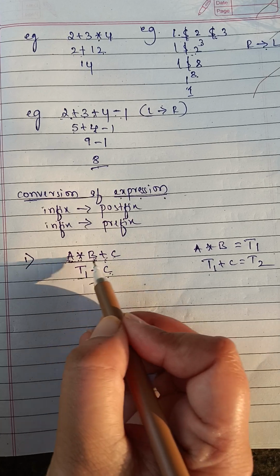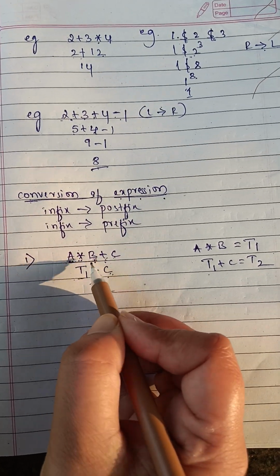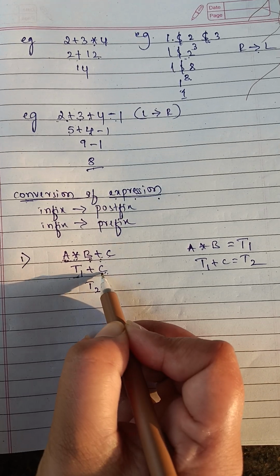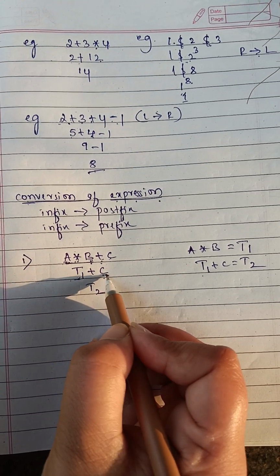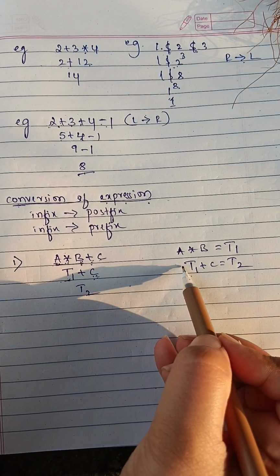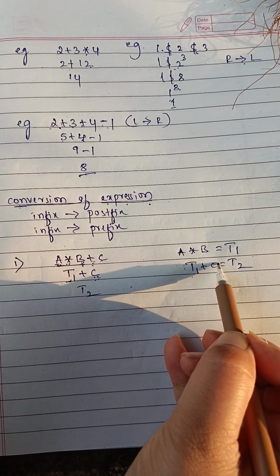So you take a star b first, and for a star b you put t1. Next, t1 plus c. For t1 plus c you put t2. See here, we have taken t1 plus c equal to t2.